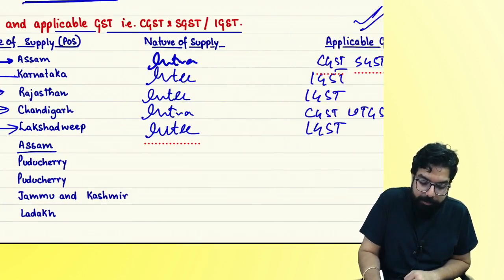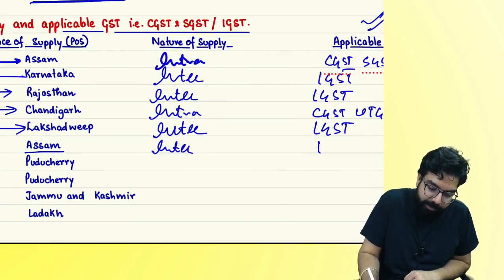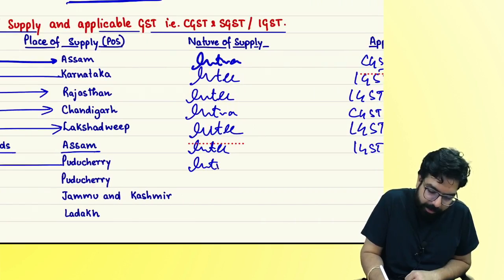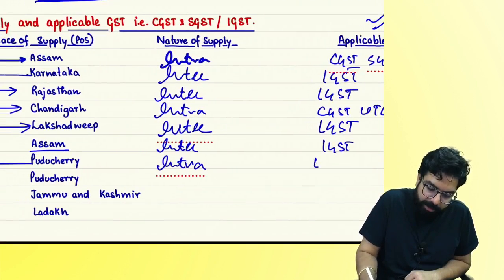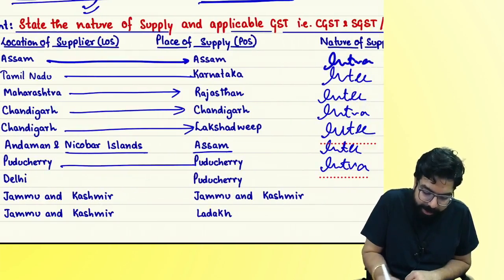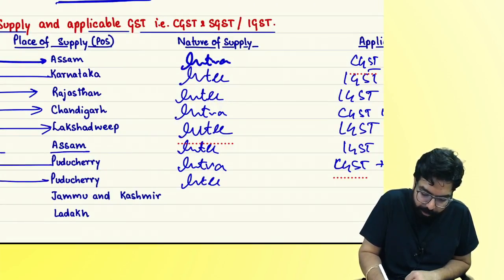Andaman Nicobar to Assam. What will you charge? Okay. Puducherry to Puducherry. Intra. What will you charge? CGST plus SGST. Why SGST? Puducherry is a state. Delhi to Puducherry. What will you charge?